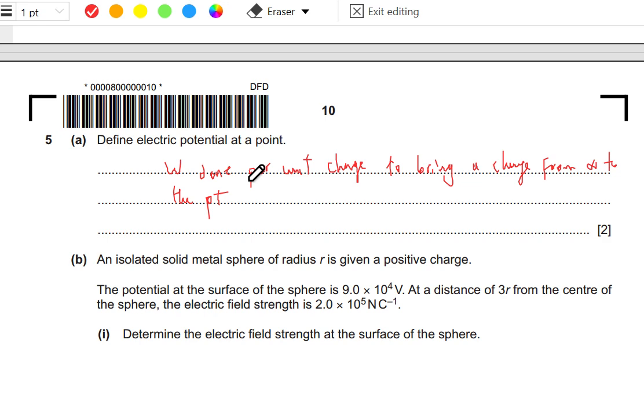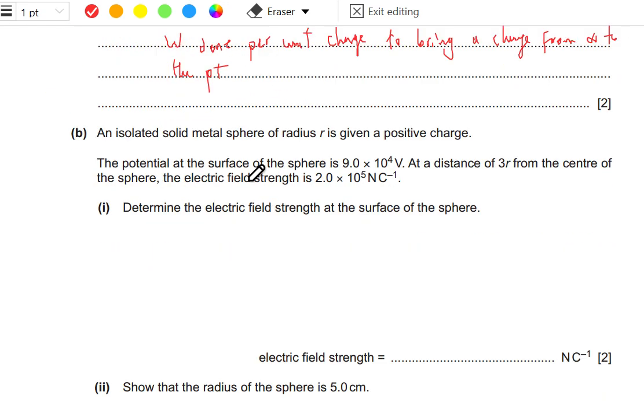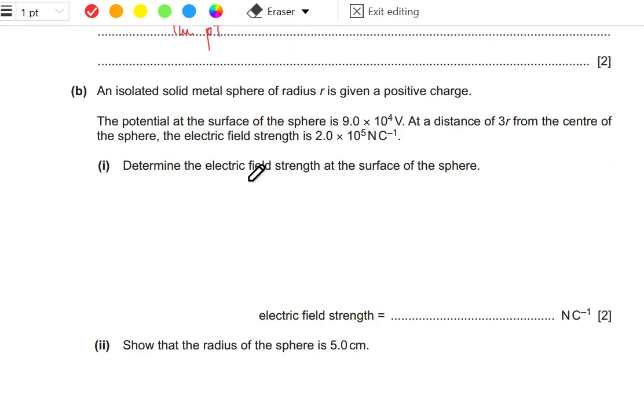An isolated solid metal sphere of radius r is given a positive charge. The potential at the surface of the sphere is 9 times 10 to the 4 volts. At a distance 3r from the center of the sphere, the electric field strength is 2 times 10 to the 5 newtons per coulomb. Determine the electric field strength at the surface of the sphere.